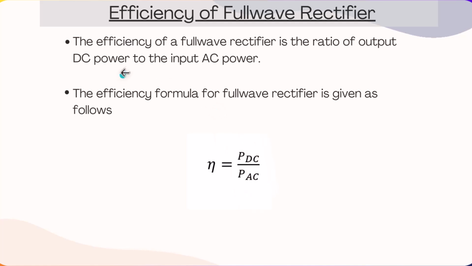Efficiency of full wave rectifier. The efficiency of full wave rectifier is the ratio of output DC power to the input AC power. You can see the formula is also the same for full wave rectifier as it was for the half wave. It is PDC by PAC.